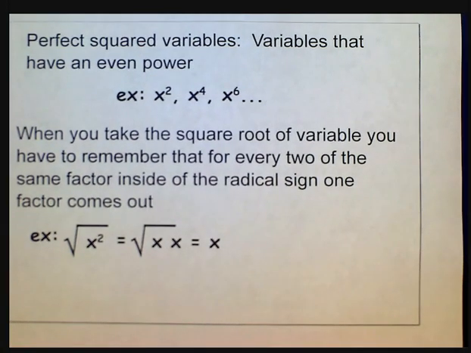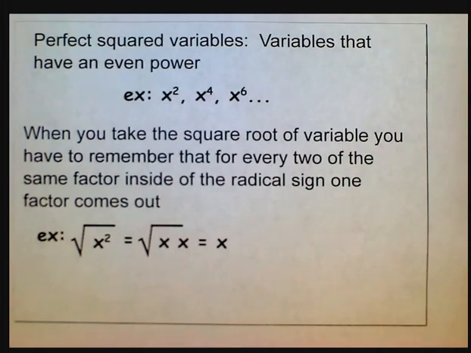Perfect square variables are variables that have an even power. Example: x squared, x to the fourth, x to the sixth, and so on. When you take the square root of variables, you have to remember that for every two of the same factor inside of the radical sign, one factor comes out.